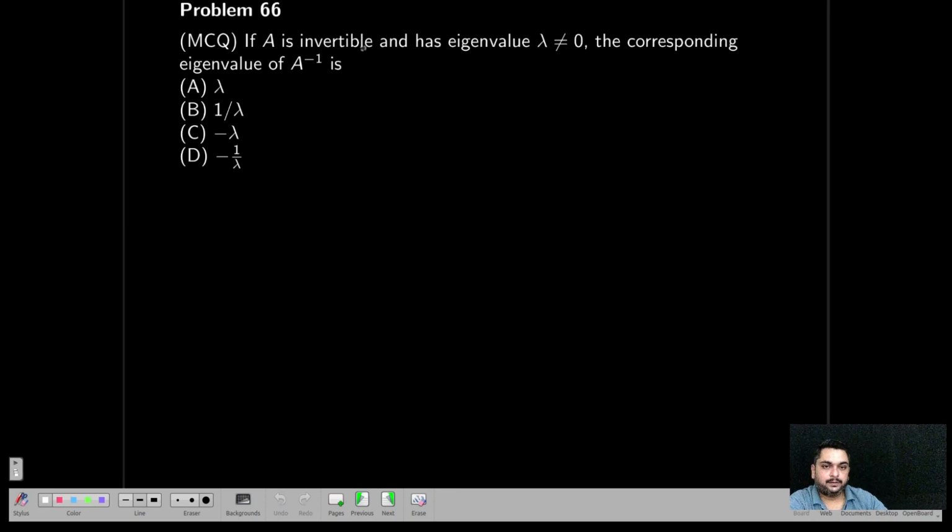Next. If A is invertible and has eigenvalue lambda not equal to 0, what is the corresponding eigenvalue of A inverse? If for a given matrix A the eigenvalue is not 0, then it means A is invertible. That means I can find the inverse of A. So what will be the eigenvalue for the inverse of A? That will be 1 by lambda.